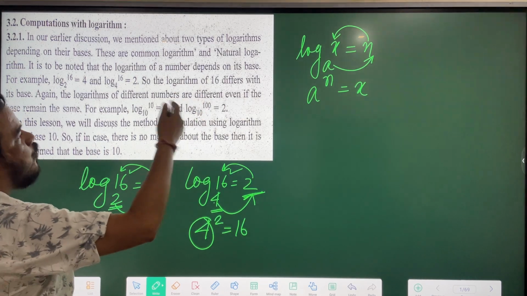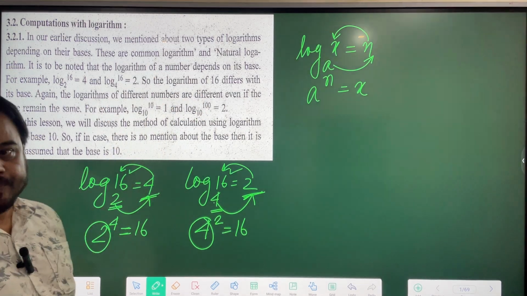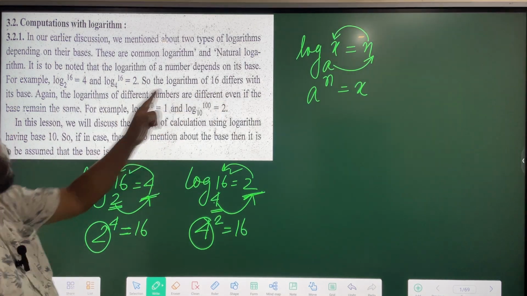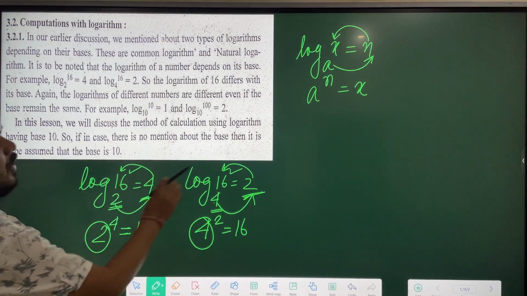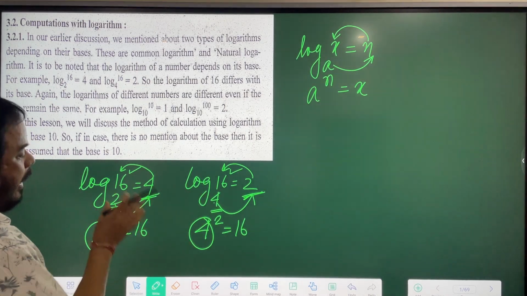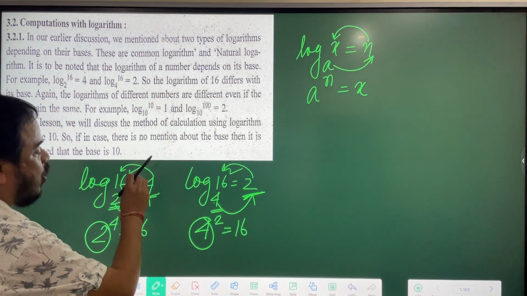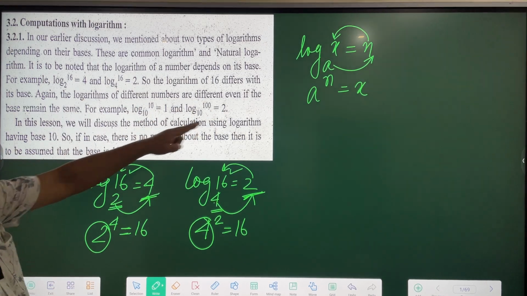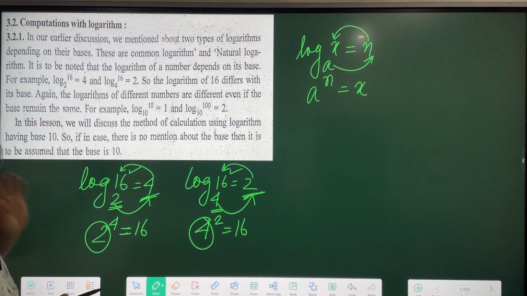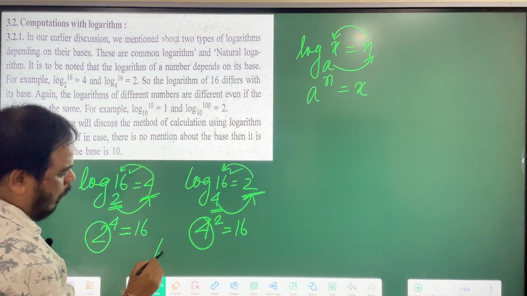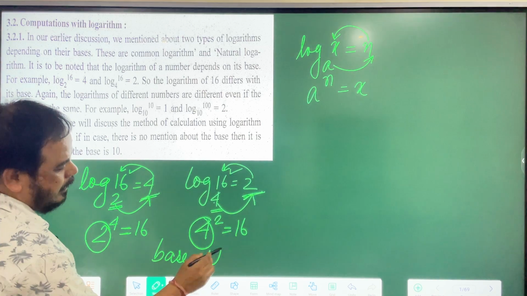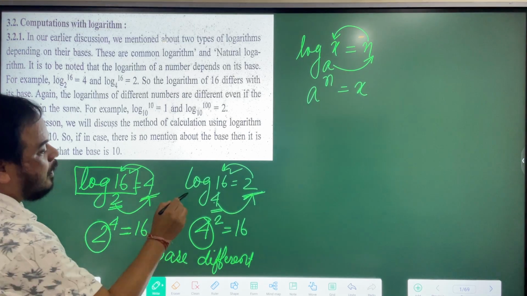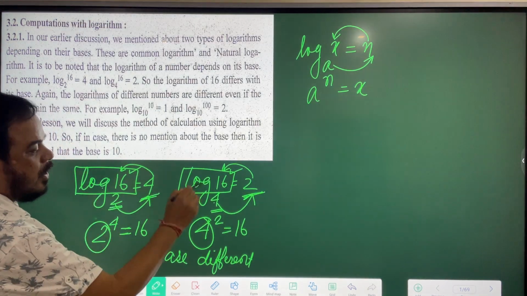So I am trying to make you understand what is written in the book. You have to understand what is written in the book. So the logarithm of 16 differs with its base. As the bases are different, the values will be different. Again, the logarithm of different numbers are different even if the base remains the same. For example, here the base is different, but the number is same. Here log 16, here also log 16.